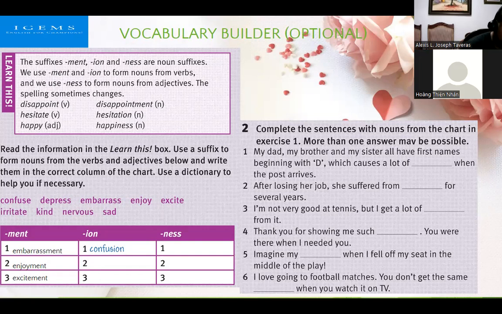Let me show you. You have confusion, depression, irritation. Also you have kindness, sadness, nervousness. Yes, sadness too. All right. So now we may complete these sentences with nouns from the chart. In exercise number one, more than one answer may be possible. It's going to be optional.